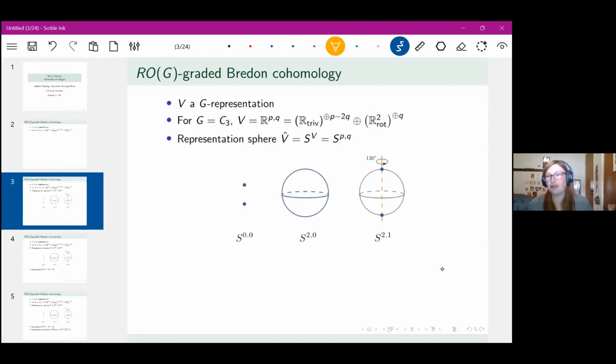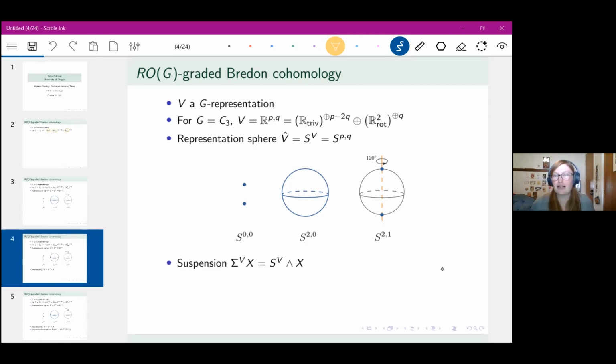And given such a representation, I can construct a sphere called a representation sphere by one-point compactifying and adding a fixed point at infinity. So looking specifically at this example, I can obtain this sphere by starting with this two-dimensional rotational representation and one-point compactifying and adding a fixed point at infinity. And this gives me a rotating sphere.